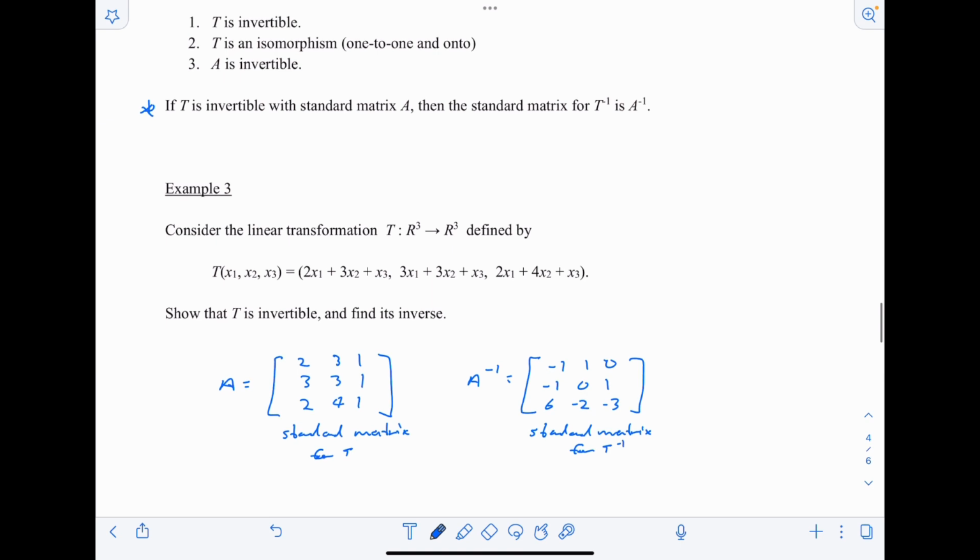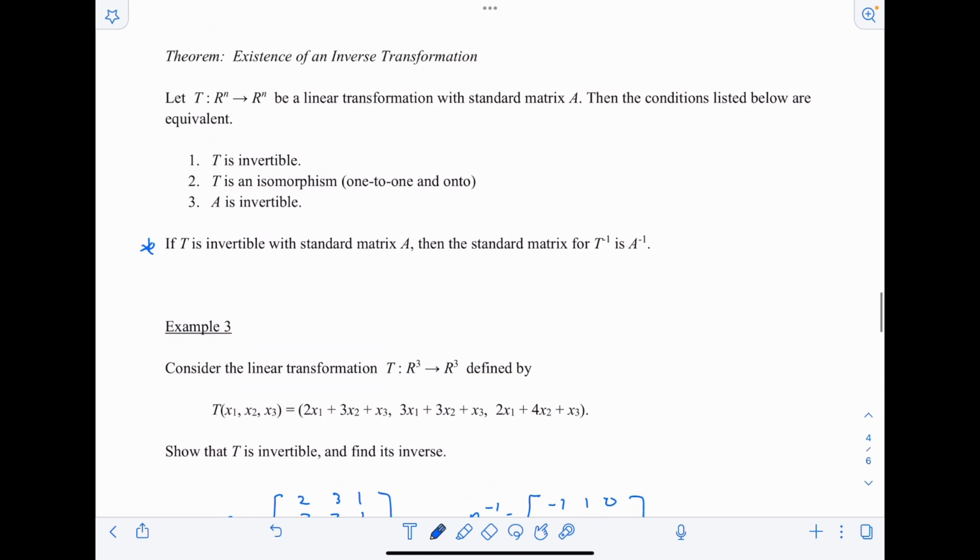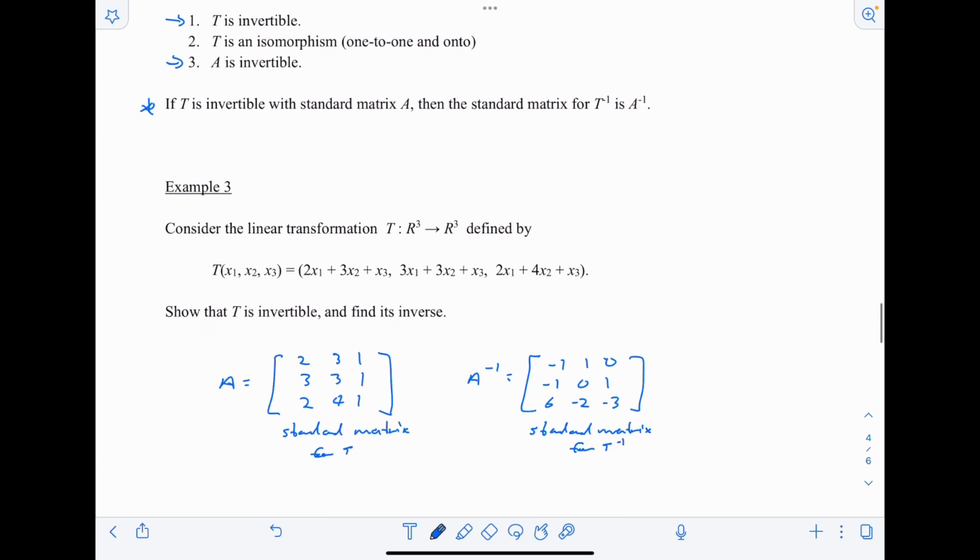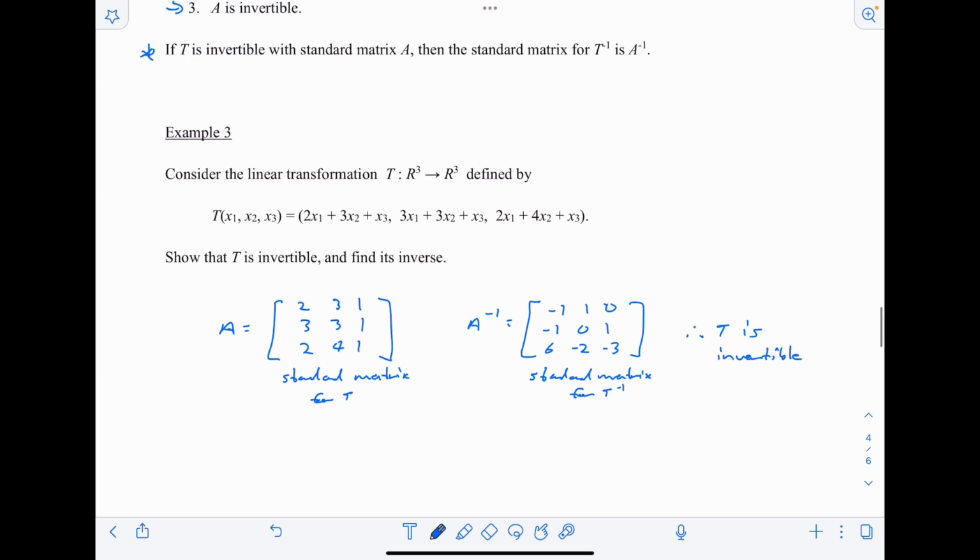And because A is invertible, right? Go back up to our theorem here. Because A is invertible, then it also means that T is invertible. All three of these are equivalent. So we know that because we were able to find an inverse of A, we also know that T is invertible. So all you have to do to show that is find the inverse of the matrix, and then you know that T is invertible. If you can't find an inverse, if it doesn't exist, then T is not invertible. Okay.